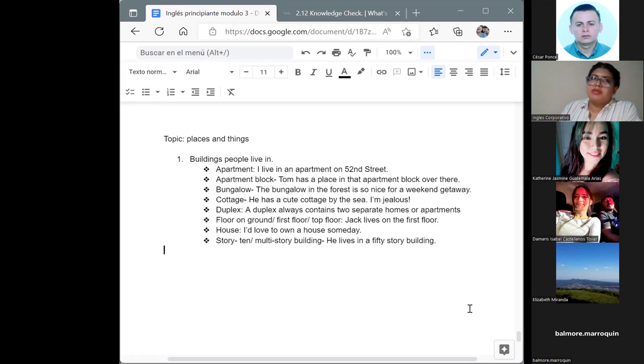And that word is very, very common. You're going to find it in different books. When you are reading in English, you are going to find a lot of books in which you are going to read that word, a story. In the story 10, in the story 2, or something like that. And it is very common when you are reading some stories. Then we have the second category. There are other buildings. Tenemos otras edificaciones o otros edificios.